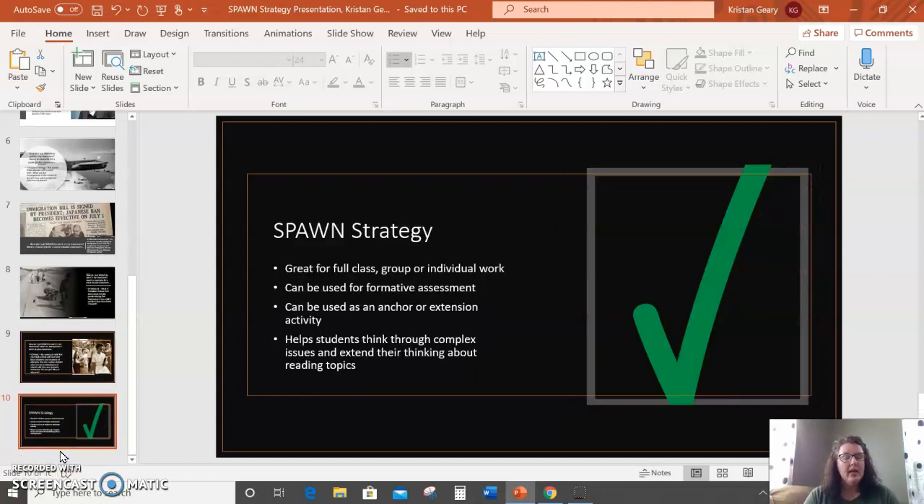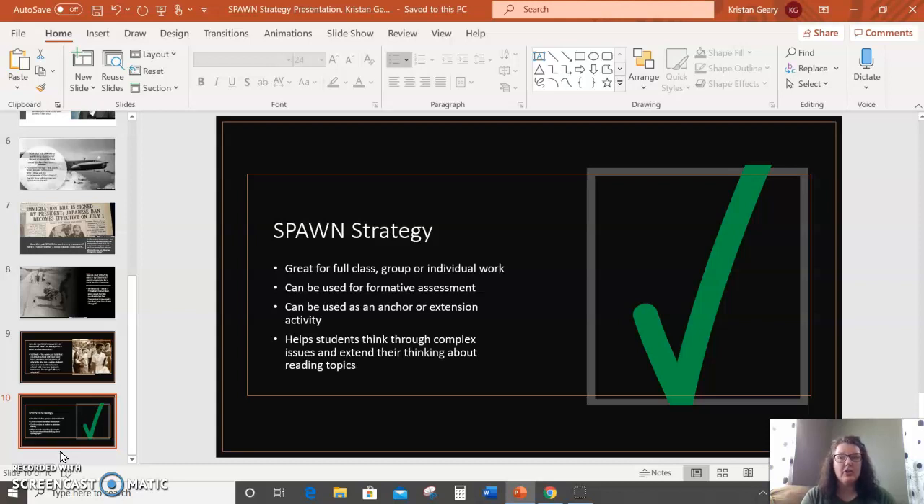So again, to wrap it up, the SPAN strategy is great for a full class. You could use it all together. You could use it as a writing prompt. You could use it in a group. Again, a writing prompt or some type of individual work, or maybe a bell ringer or an exit slip. You could use it for formative assessment as well.